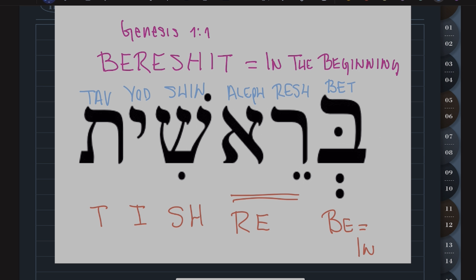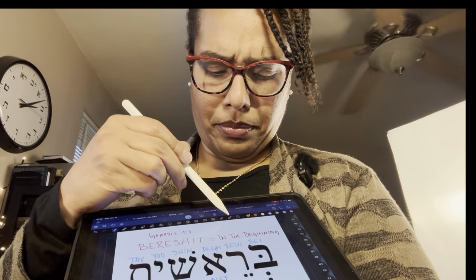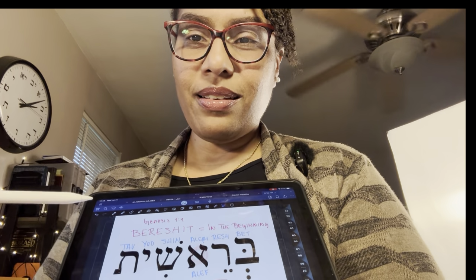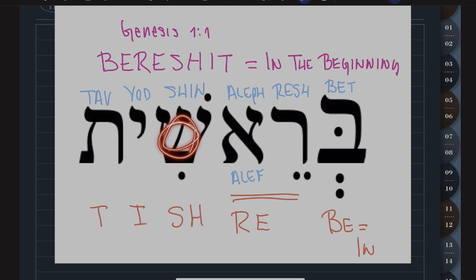Oh, I'm going to keep it that way, but you don't usually see it that way. You usually see it this way. Let's write it this way. There we go. Aleph. Next one, shin. The next one, yud. And tav.